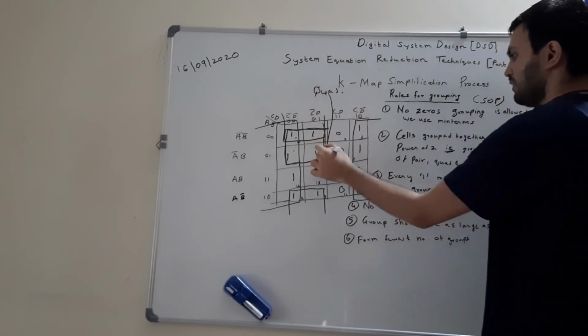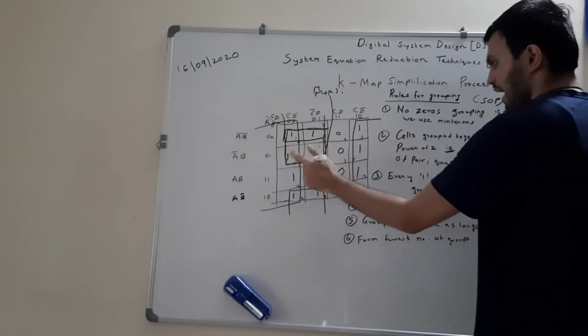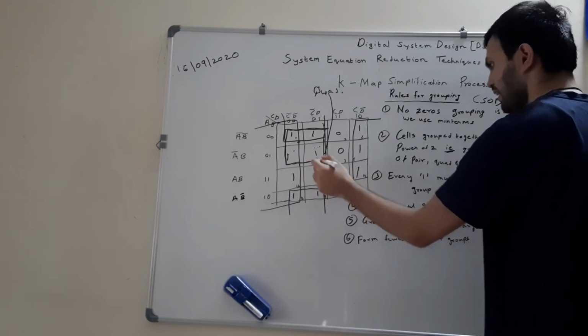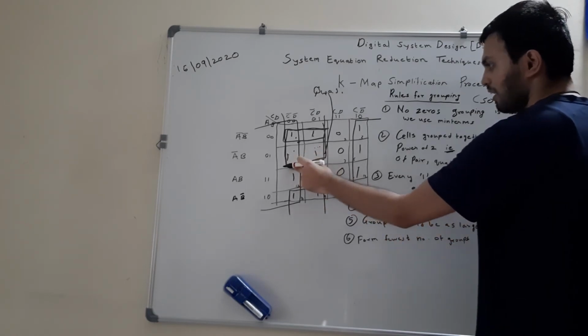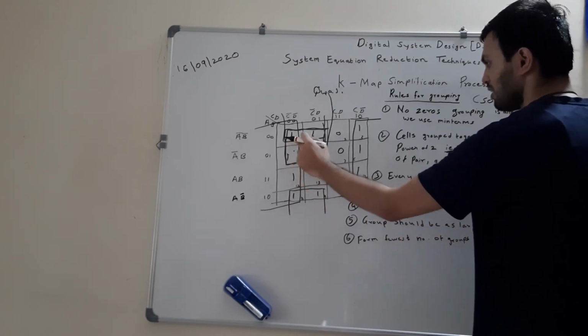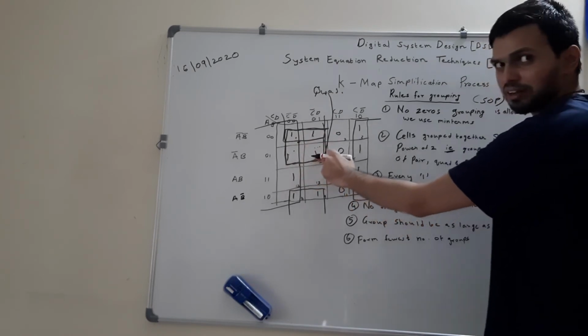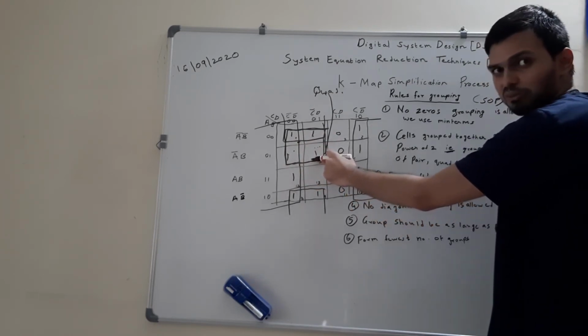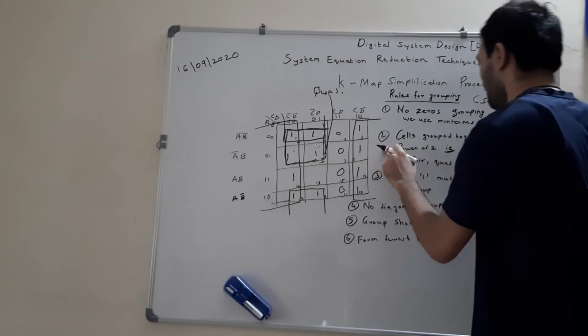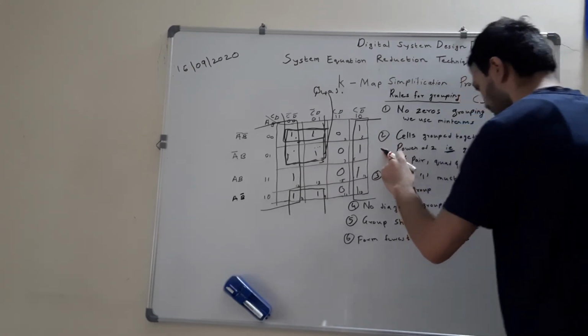Okay, so this is a quad, and as you can see, the number of cells that can be grouped together is in the power of 2, because you see it is 1, 2, 3, 4. 4 cells are grouped and 4 is in powers of 2, that is 2 raised to 2 is 4. So that is what the second rule states over here.